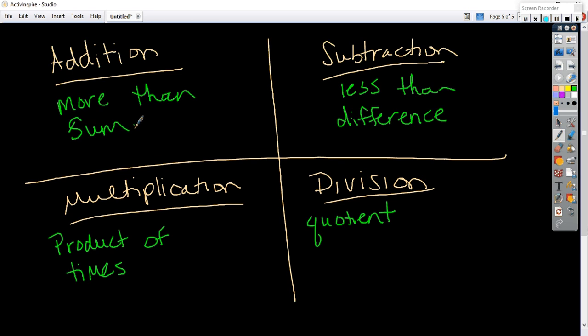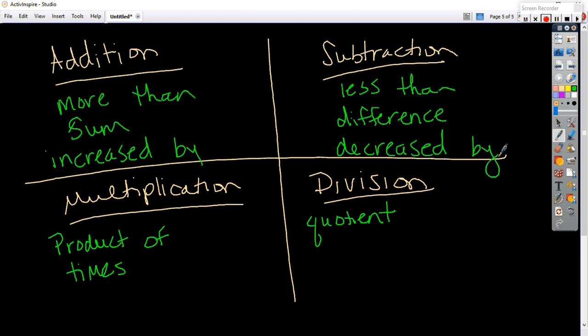Can you think of any more? How about, thank you. How about increased by? Increased by. Addition. What would the subtraction version of that one be? Decreased. All right.